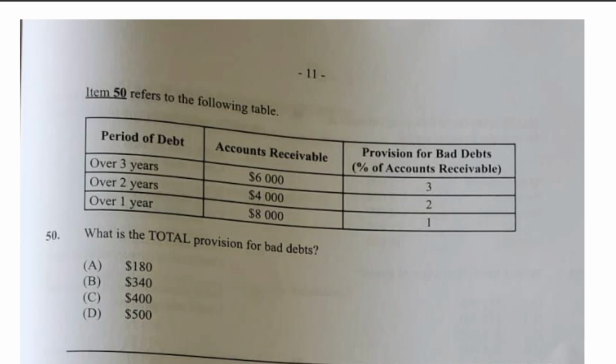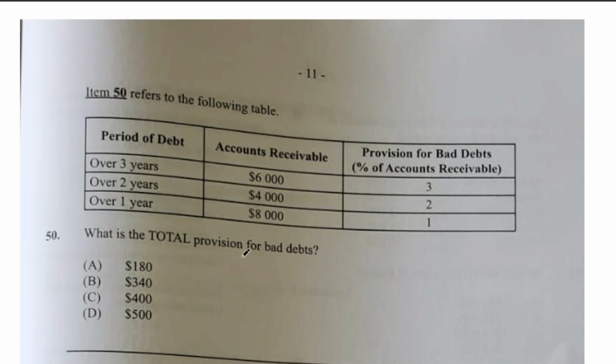Alright, so here we are at question 50. Item 50 refers to the following table, so we'll go through the table just now. What is the total provision for bad debt? So bad debt, basically you're thinking the business is being cautious that some of the accounts receivable will not pay the amount of money they owe. So you're using the prudence concept here.